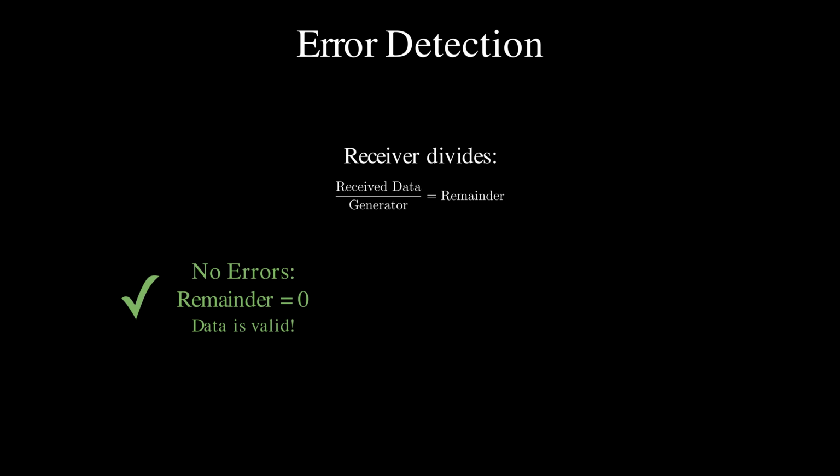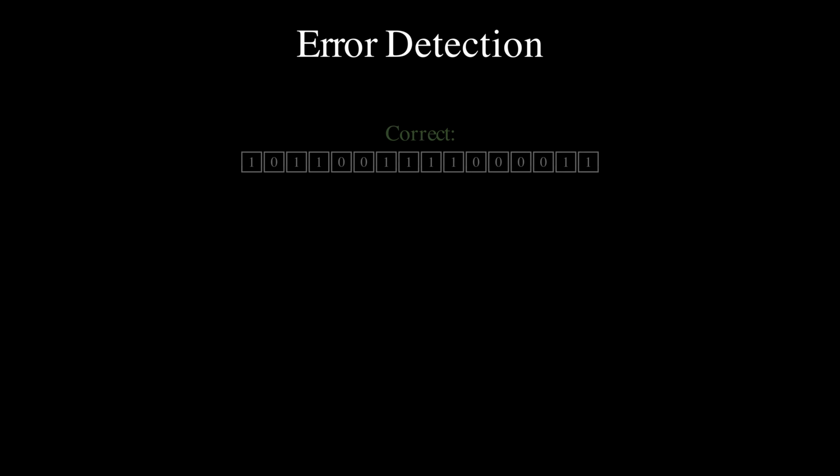Let's see how CRC detects transmission errors. When the receiver gets a message with CRC, they divide the entire received data by the same generator polynomial. If the data was transmitted correctly, the remainder will be exactly 0. But if even a single bit was flipped during transmission, the remainder will be non-zero. Let's see a concrete example.